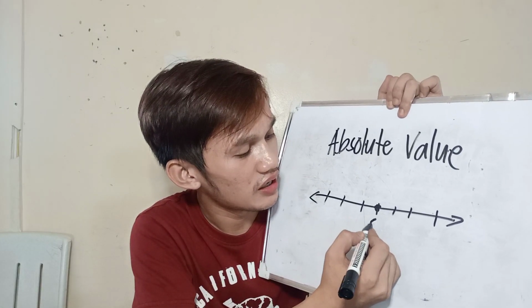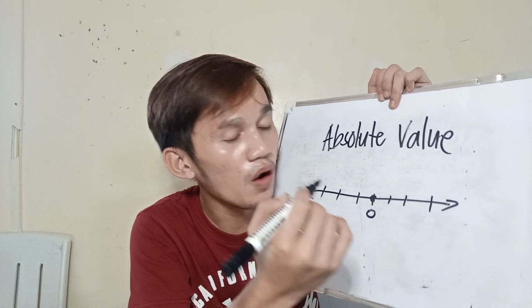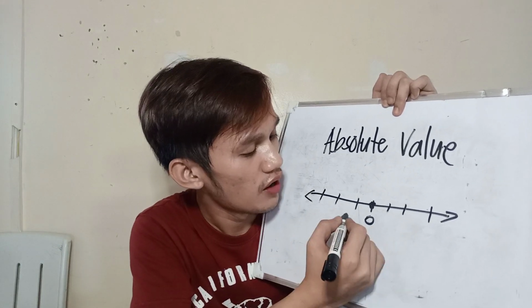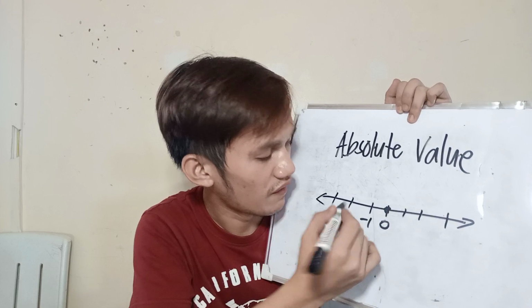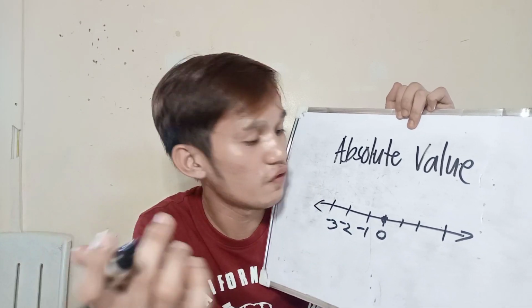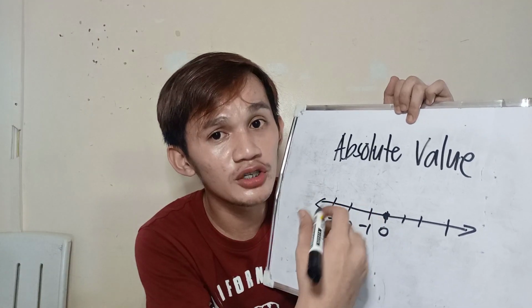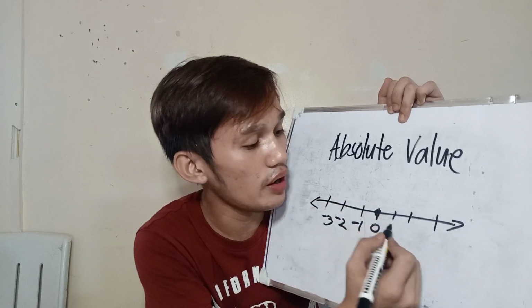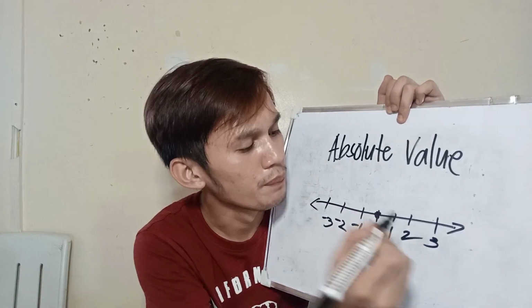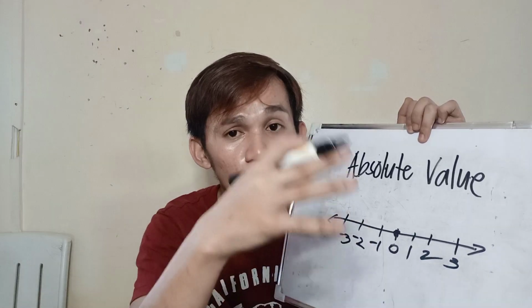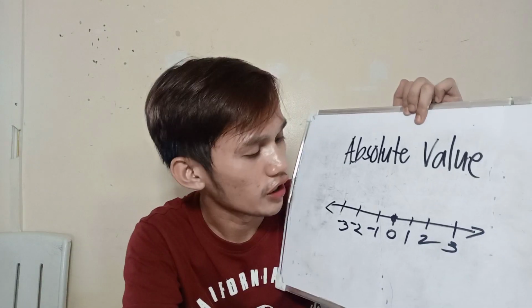So this is like 0. And then all the numbers going to the left are negative numbers. So we have negative 1, negative 2, negative 3, negative 4, and so on and so forth. All numbers going to the right from 0 are positive numbers. So we have positive 1, positive 2, positive 3, positive 4, 5, and so on and so forth.